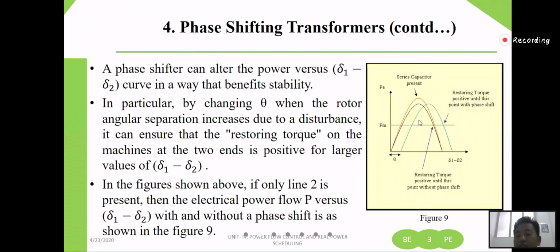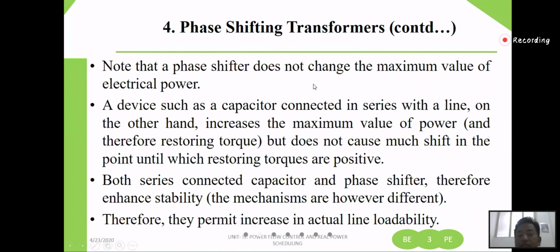There are different techniques by which we can control the power flow. The first one is the series capacitor, the second one is the phase shifting transformer. I have explained that a phase shifter does not change the maximum value of electrical power, unlike a series capacitor. A capacitor connected in series with a line can increase the maximum value of power, and it does not cause a phase shift.